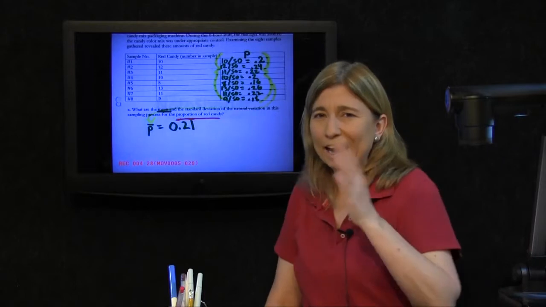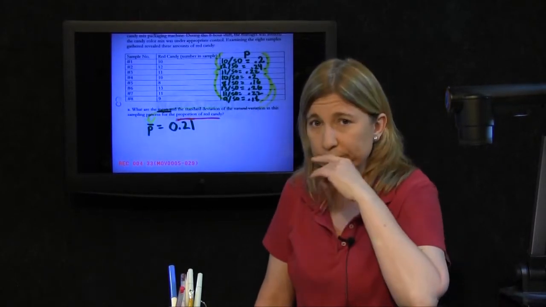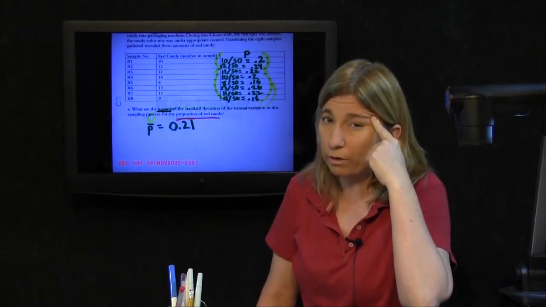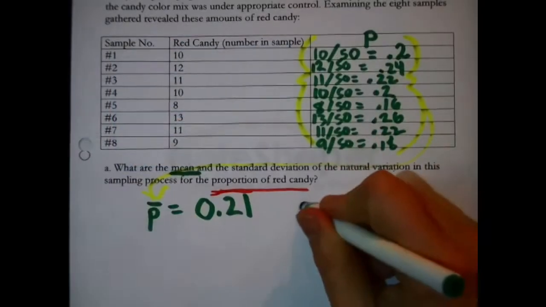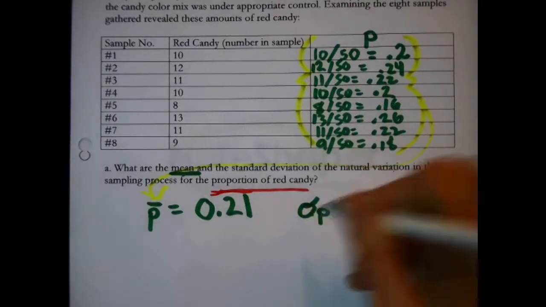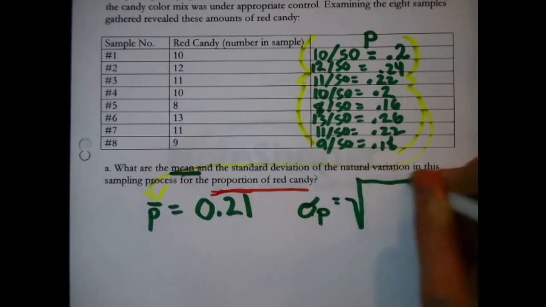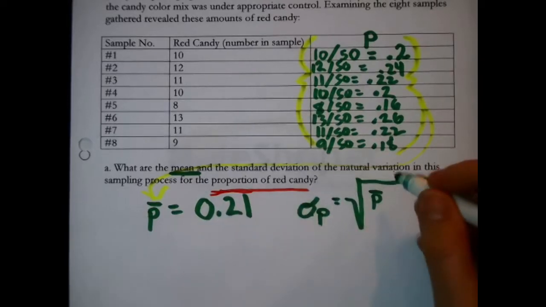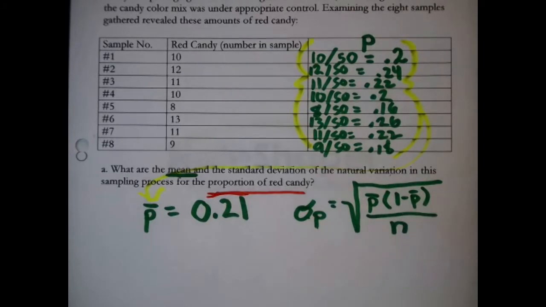Now, that's only half of that question because it asked for 2 things. It also asked for the standard deviation in what we're observing. And we have to remember there's a particular formula for that. For the standard deviation in the proportion, sigma for standard deviation, lowercase p for proportion, that is the square root of P bar. That's good that we calculated this first. We're going to need it, times 1 minus P bar divided by n.